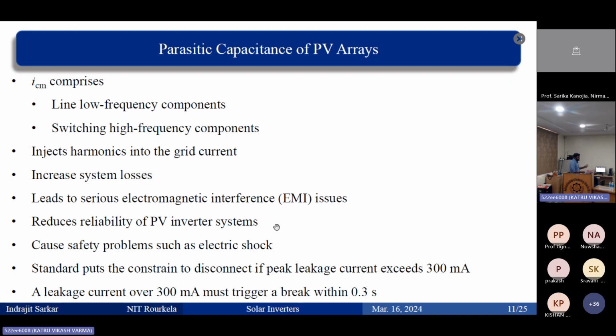This high ICM comprises a low frequency component. Whenever you are going to feed power to the grid, the grid voltage is not a pure sinusoid. Grid voltage is something like this, and there is a reason for this. The grid voltage is supposed to be a pure sine wave.